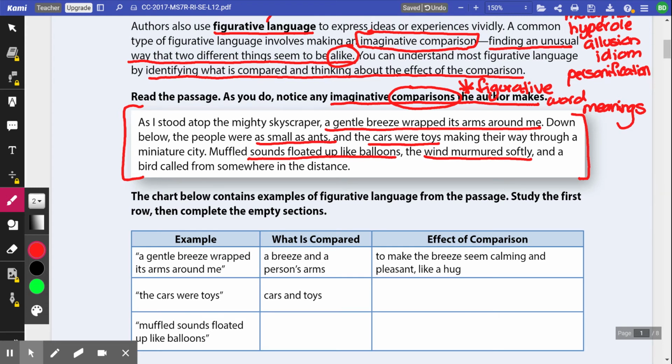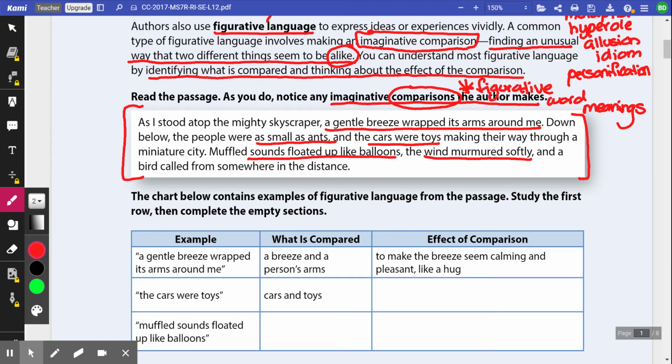All right, so as we were reading, I found several different types of figurative language. If you don't know the type of figurative language that it is immediately, that's okay. Sometimes you have to look at it and really think about it in order to be able to figure out what type of figurative language it is, and that's okay. But these were just a few that I noticed. So the first one I underlined was a gentle breeze wrapped its arm around me.